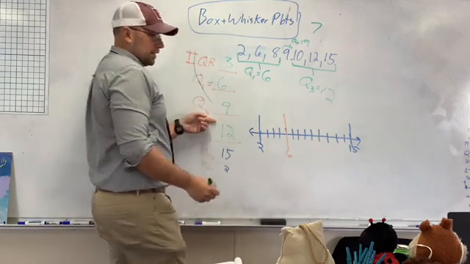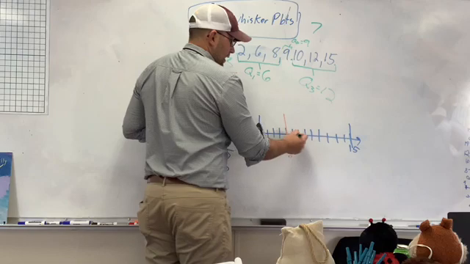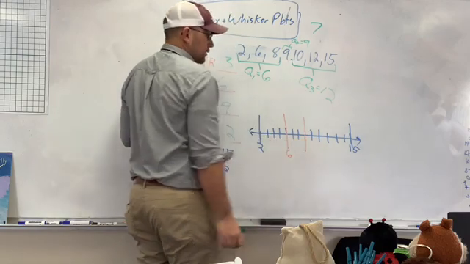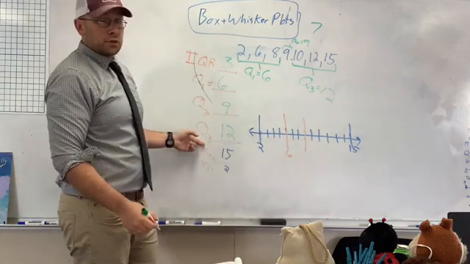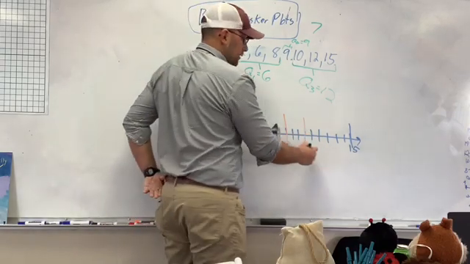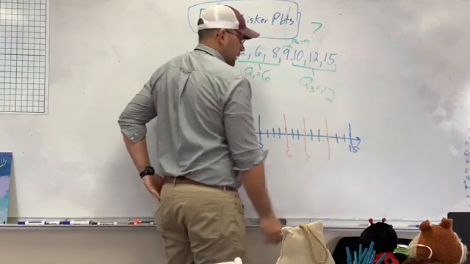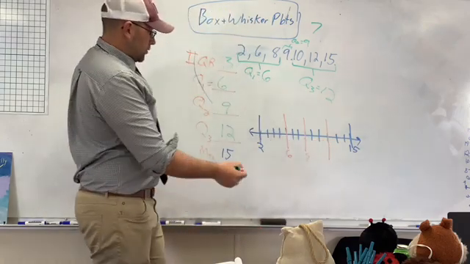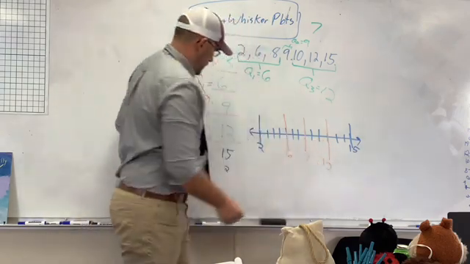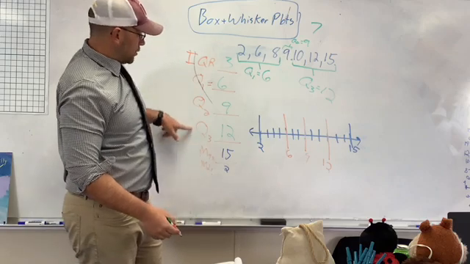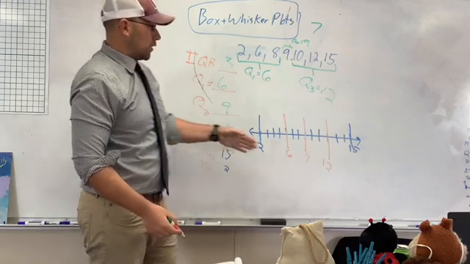My Q2 is at 9. 7, 8, 9. Draw another line through it. My Q3 is at 12. 9, 10, 11, 12. Draw a line through it. So now I've drawn a line through my minimum, my maximum, my Q3, my Q2, my Q1, all right here.